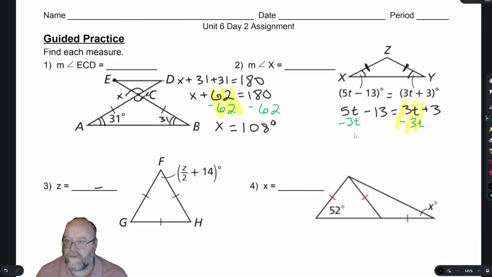My dog's making crazy noises. This is a 2t minus 13.